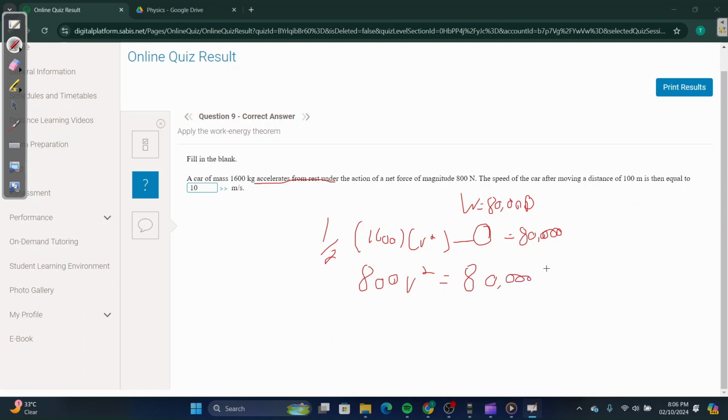Now 80,000 divided by 800 cancels out the two zeros here and here. The 8 cancels with the 8 here. This becomes 1, this becomes 1. So v squared equals 100. v is root 100, which is 10. Okay, moving on.